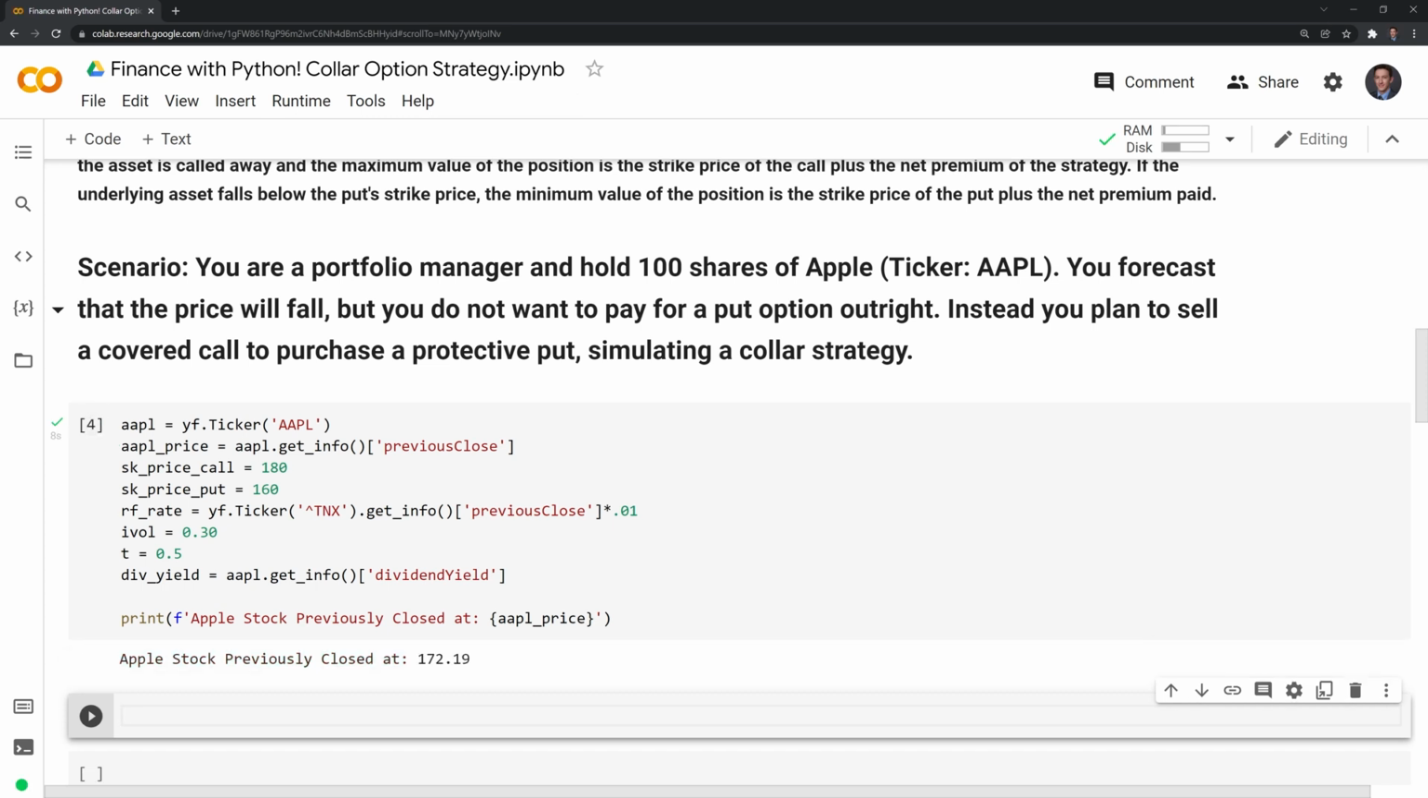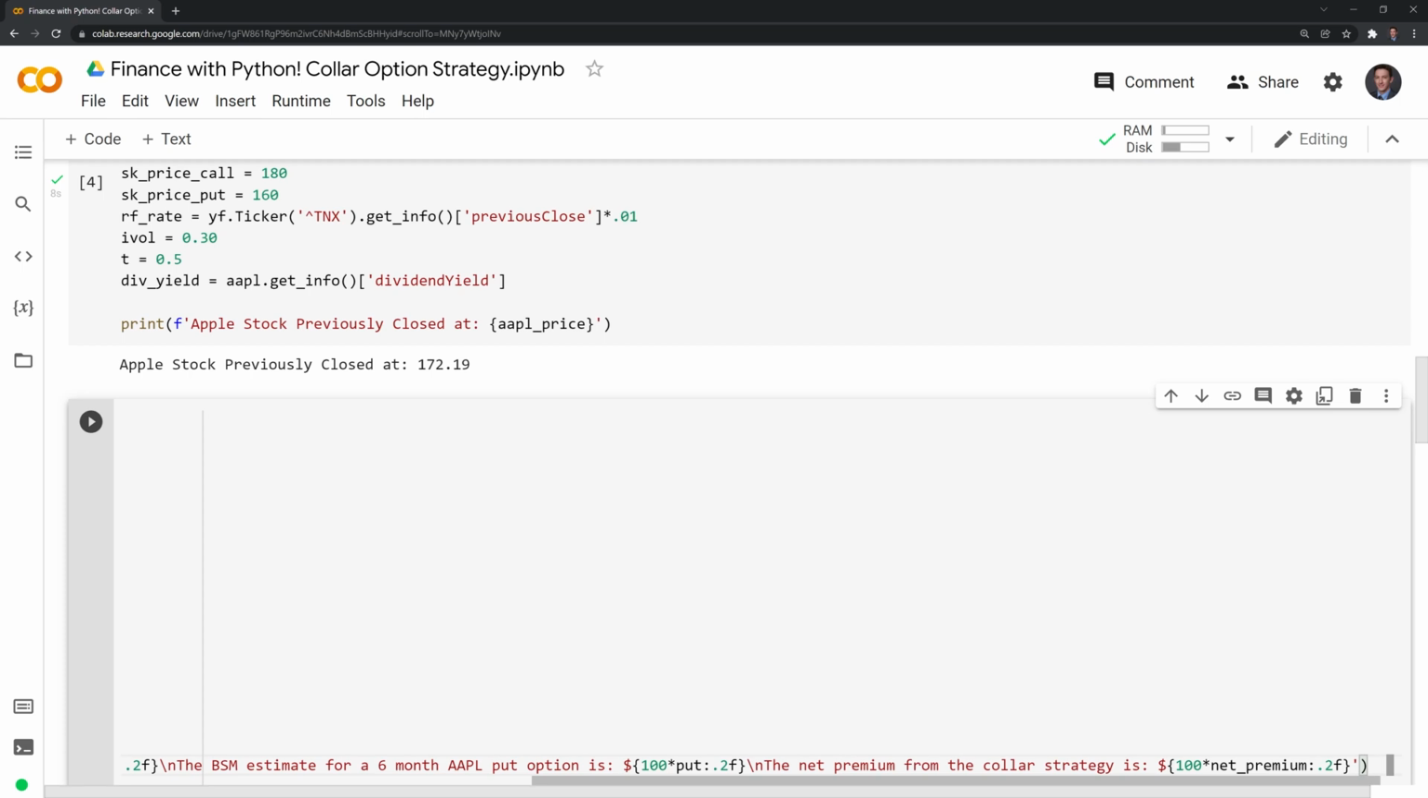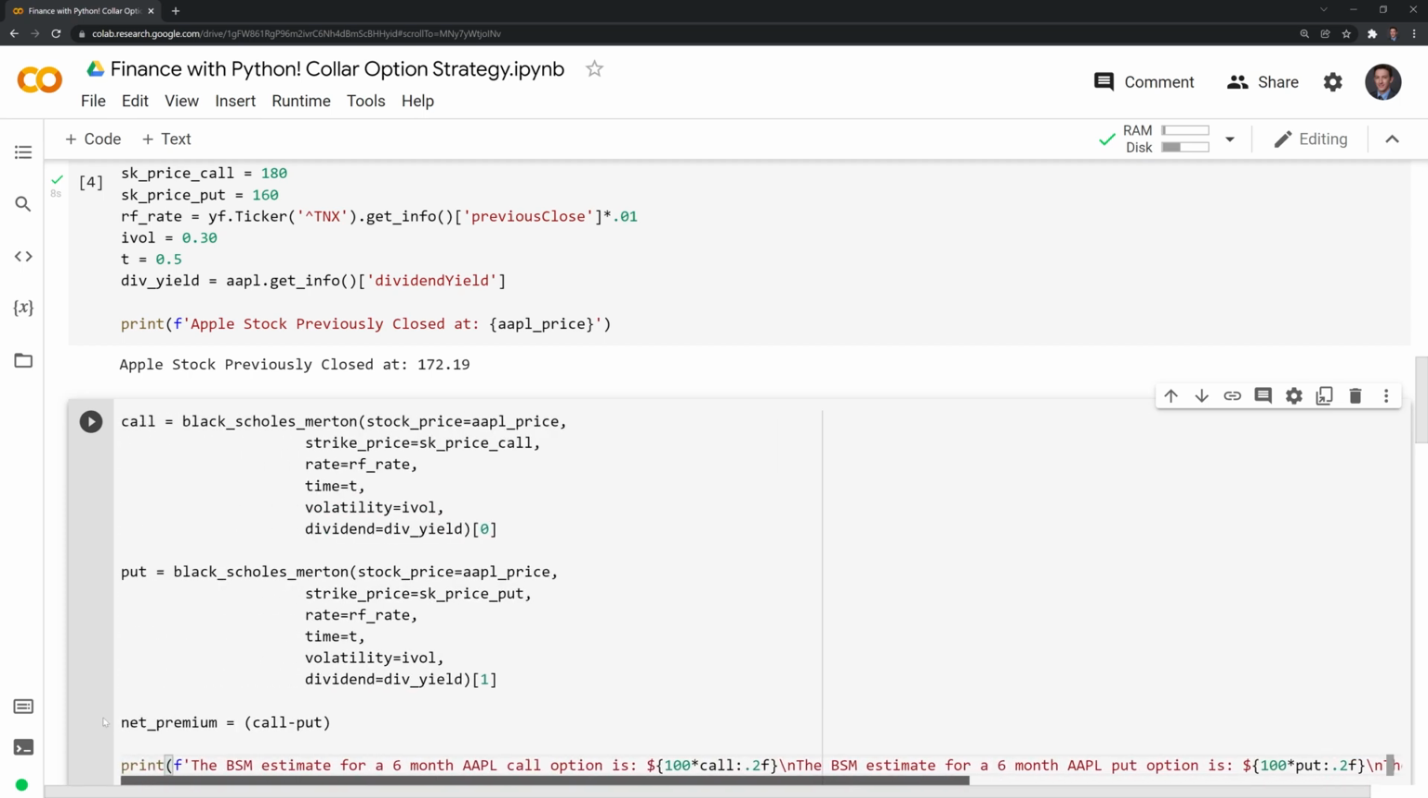And they stand at $172.19. What we'll do next is we are going to get an estimate of the value of the call option as well as the put option. We need to break these two apart, and we're going to run the Black-Scholes-Merton function. We'll use indexing to get the call, which is going to be the first element in our list, and then the put, which is the second element in the list.